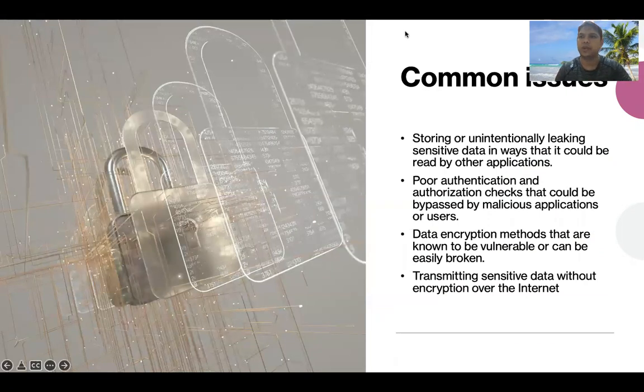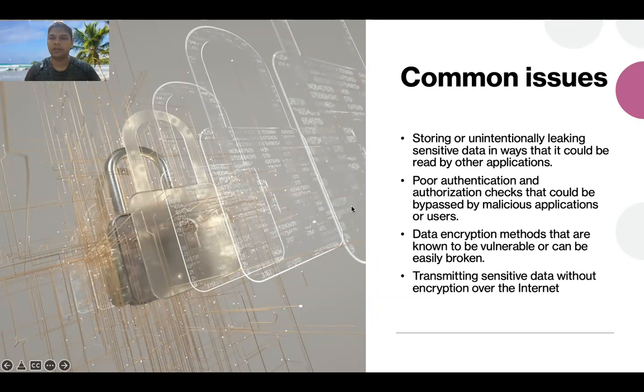What is the common issue in a mobile application? For the first one, of course, we talk about storing, and the second one is poor authentication. The third one is data encryption, and the last one is transmitting sensitive data. So the first one is storing or unintentionally leaking sensitive data, which means that someone, sometimes we consider as hackers, sometimes we consider as an outsider, can read our data during transmitting.